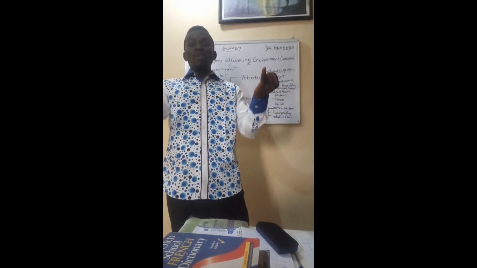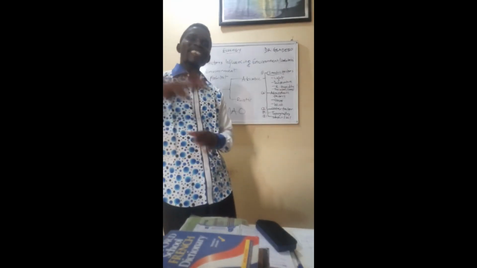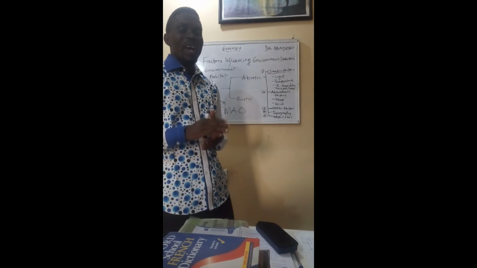Now, there are three important factors when we are talking about topography. One, altitude, which has to do with the height. Are there high mountains there, or are there low valleys, or are they just plain surfaces? Then the aspect, and then the gradient. These are the factors when you are talking about topography of an environment.